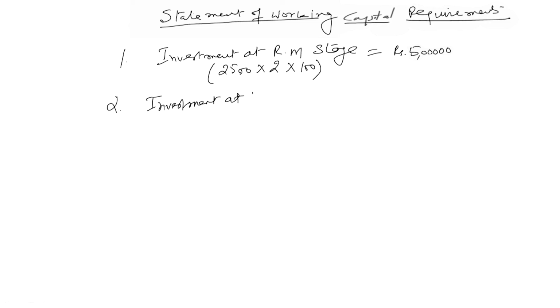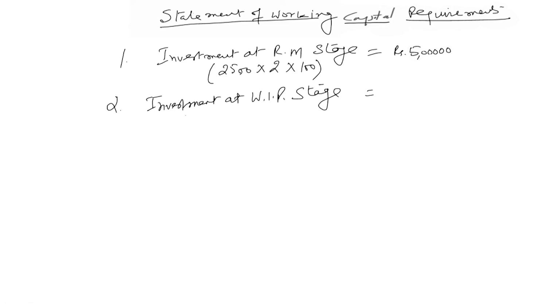at WIP stage. Investment at WIP stage. So how much investment we are going to make at the WIP stage is written here: we have to take 100% of the raw material cost, and the manufacturing expenses will be 25% only. So let us see how much it works out.